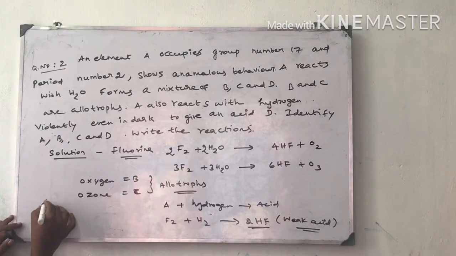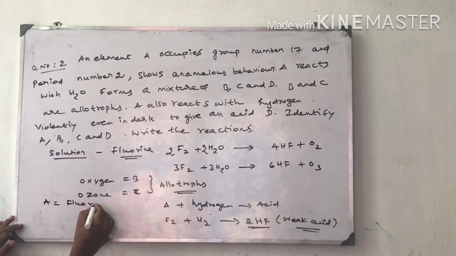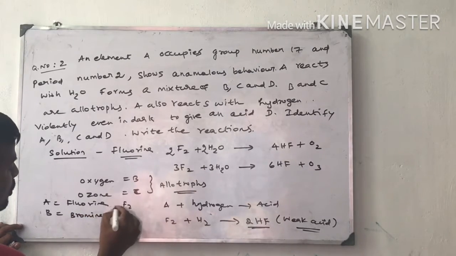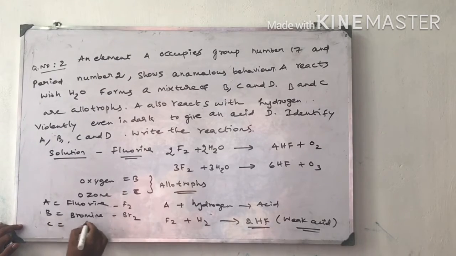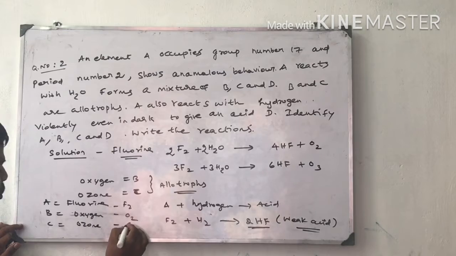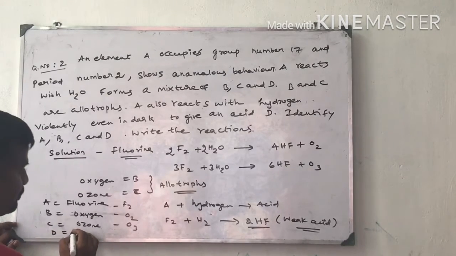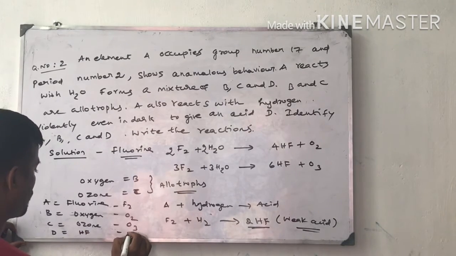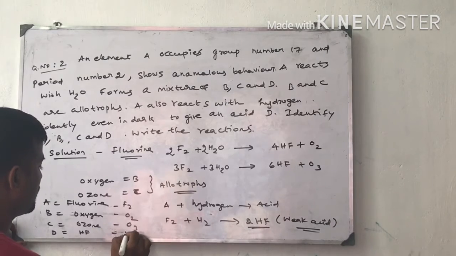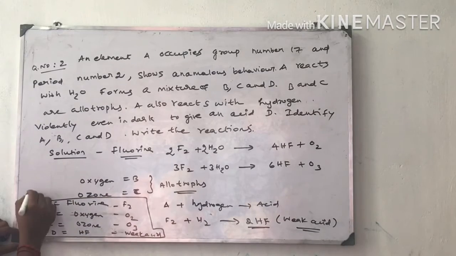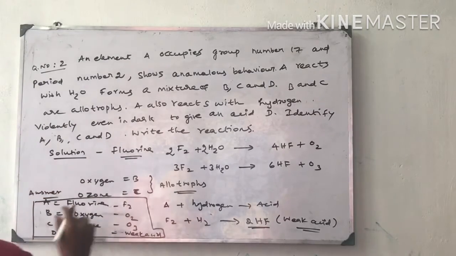So A is fluorine, F2. B is oxygen, O2. C is ozone, O3, and D is HF, a weak acid. After finding the answer, you have to tabulate. This is the solution, the answer.